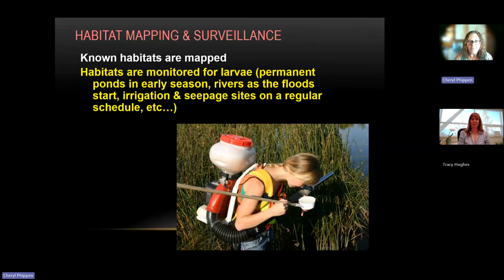We also do our habitat mapping. All of our habitats in all of our programs are mapped, where we know we can expect mosquito larvae to be. And we monitor these depending on what type of habitat they are. If they're a permanent pond, we might start early in the season because some of those larvae will be developing even underneath the ice. We'll start our river flood sites when the rivers start to flood, and irrigation, seepage, and possibly flood irrigated pastures we'll do on a regular schedule or when a farmer tells us they're about to flood things.